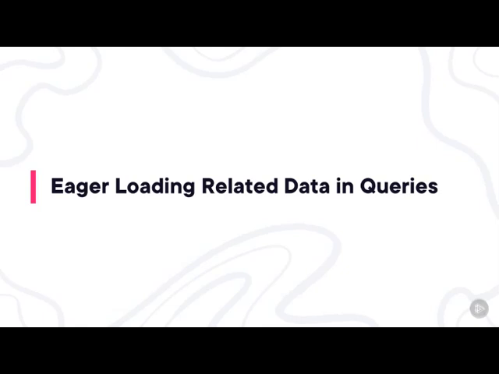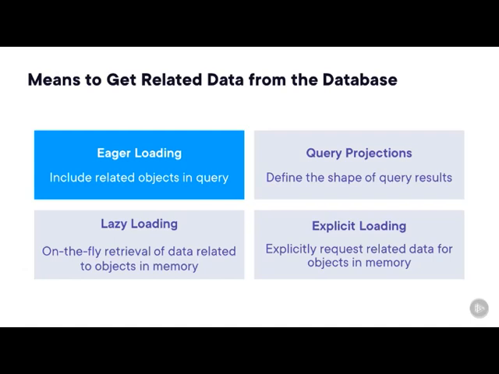Now that we've got some data to work with, it's time for some queries. There are a number of ways to query related data. Eager loading allows you to use the DbSet Include method to retrieve data and its related data in the same query. You'll learn about other ways in the next few clips of this module. So for now, let's focus on eager loading with Include.